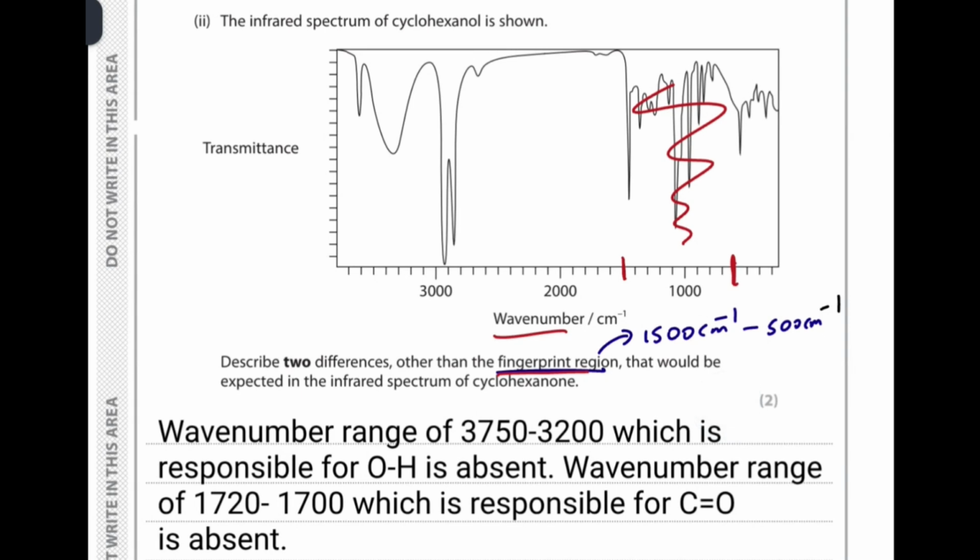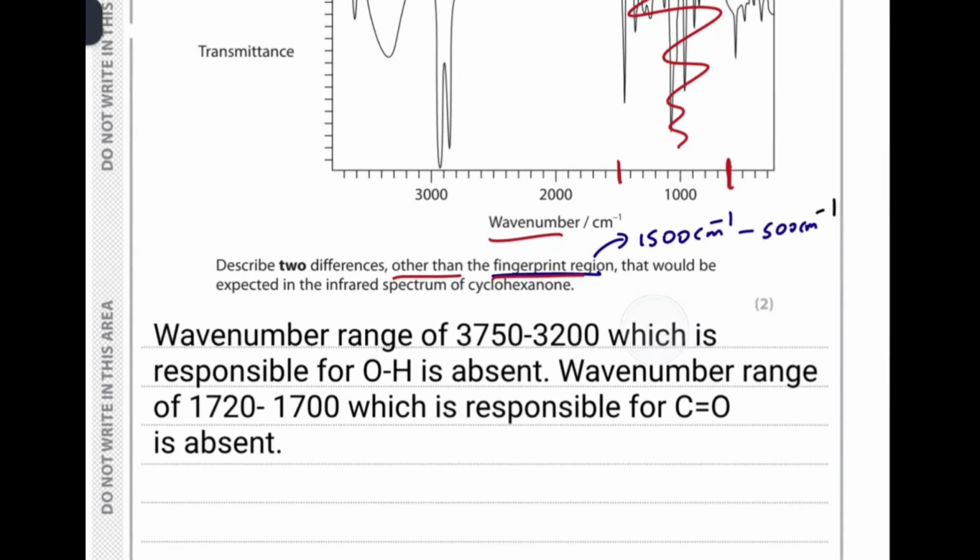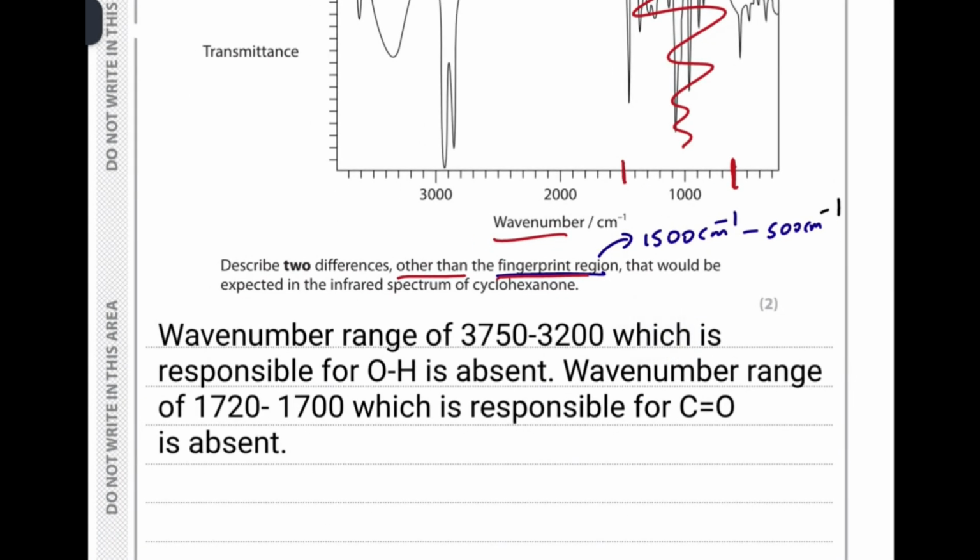So they are asking to describe two differences other than the fingerprint region that would be expected in the infrared spectrum of cyclohexanone, right? You should refer to your data booklet and you can answer this question. The wave number range between 3750 and 3200, which is responsible for the OH bond, is absent. The wave number range between 1720 and 1700, which is responsible for the C=O double bond, is present. OH bond and C=O double bond.